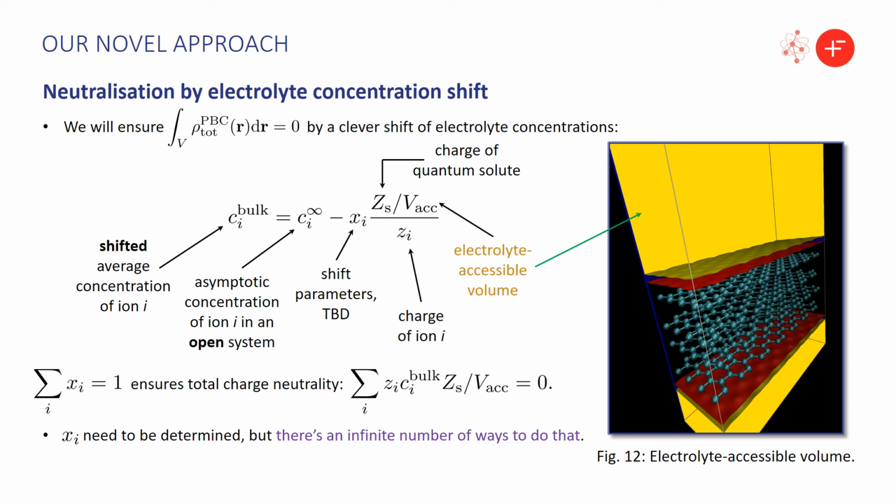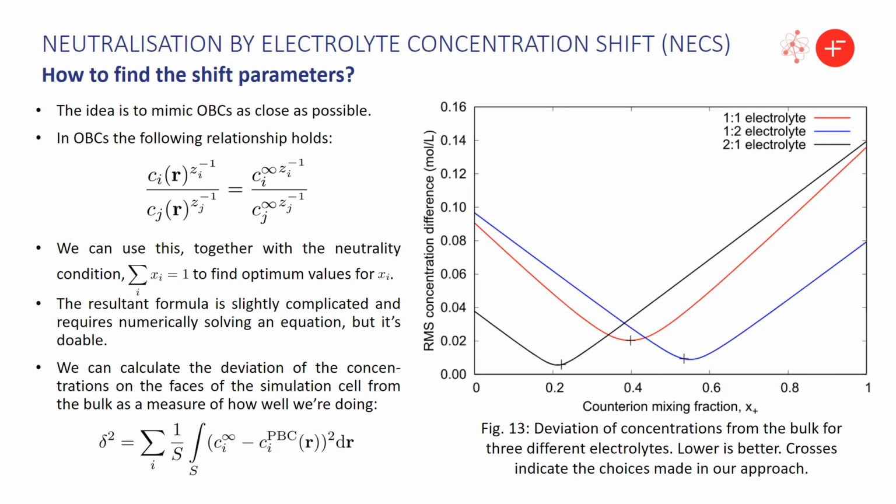There's a slight problem in that there's an infinite number of ways in which you can come up with this shift and still get neutrality. So which of these shifts is the right one? Here we use a clever approach. There is a certain relationship between concentrations that holds in open boundary conditions. We use this in periodic boundary conditions to get a situation that mimics the open system as closely as possible. The final formula for xi is quite complicated, so I'm not showing it here, but trust me, it can be done.